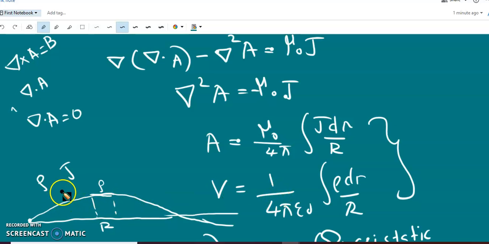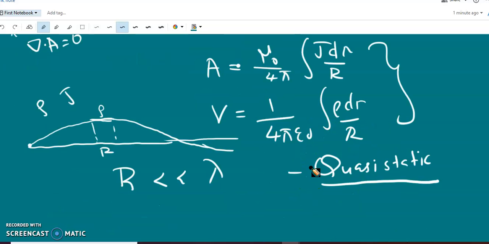When the frequency of variation of rho and J is very small and therefore the wavelength is very large compared to the range of interest R here, we can neglect the time retardation effects and we can use these two equations. Such cases are called quasi-static. Since it is not static, we cannot say it is static alone. It is quasi-static, that means semi-static. It is time varying, but it obeys the static equations like static. So in that range we can consider it approximately static. So it is quasi-static, static but not so static.